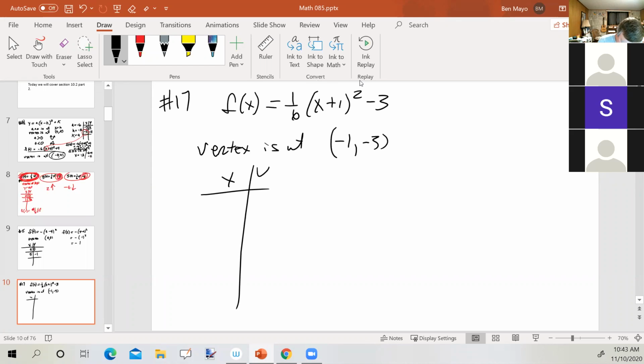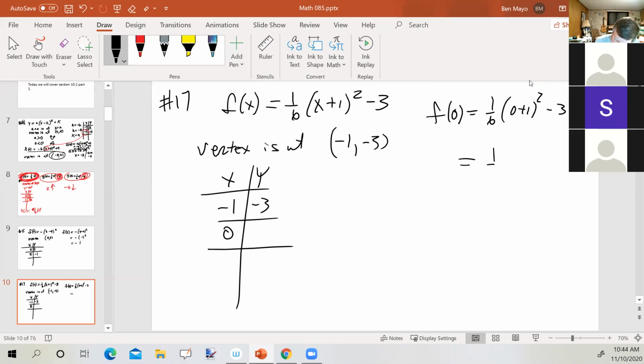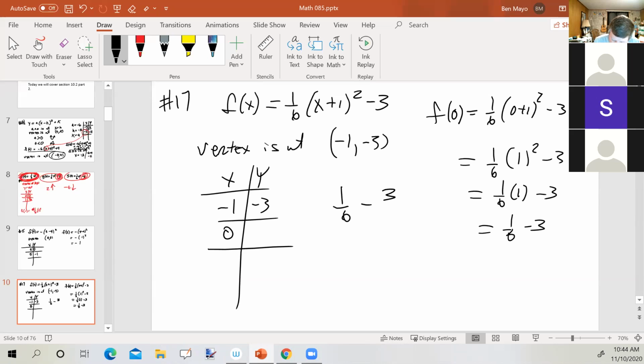So as far as the table goes, I would probably just use a point that's right next to it. So how about 0? So let's see, f of 0 is 1/6 times 0 plus 1 quantity squared minus 3, which is 1/6 times 1 squared minus 3, which is 1/6 times 1 minus 3, which is 1/6 minus 3. Now here's where things get a little tricky. So 1/6 minus 3 is like 1/6 minus 3 over 1.